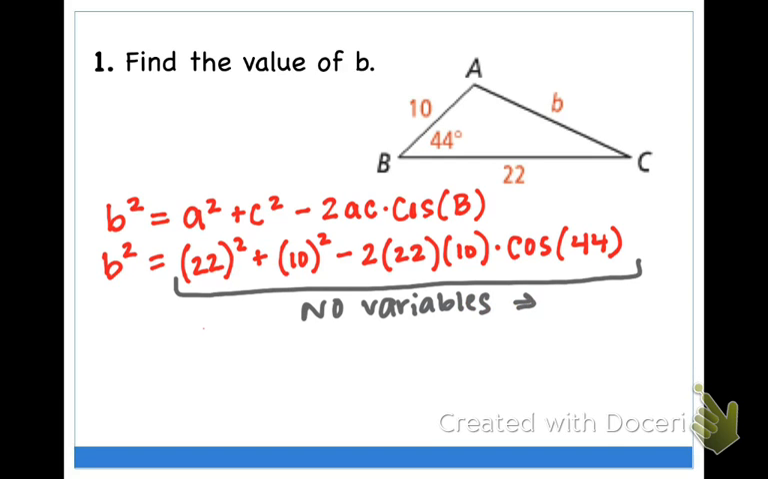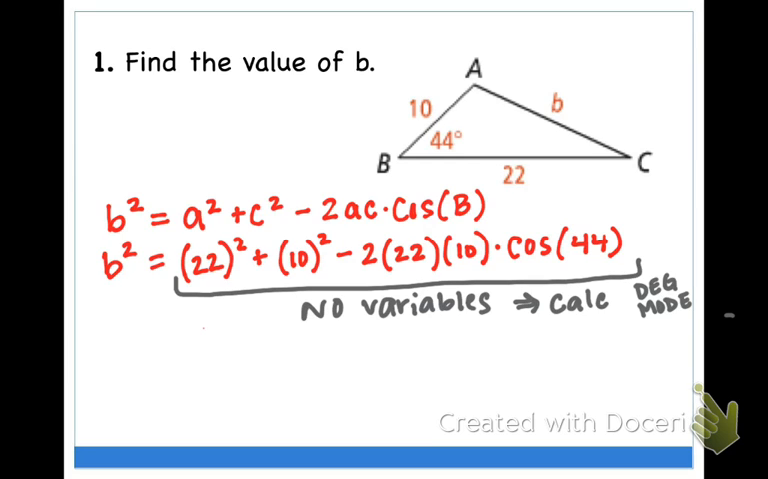No variables means I can go straight to the calculator, which should be, or if it's not, make sure it is, in degree mode. Most of the time, the vast majority of the time, when we're doing a law of sines or law of cosines problem, we want to be in degree mode. But because this has no variables, I can type it in exactly as I can see it.